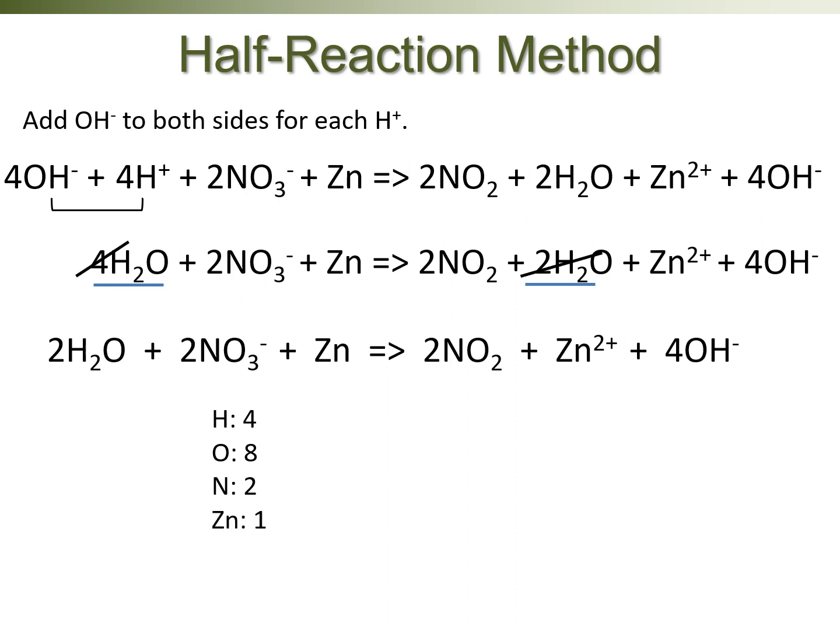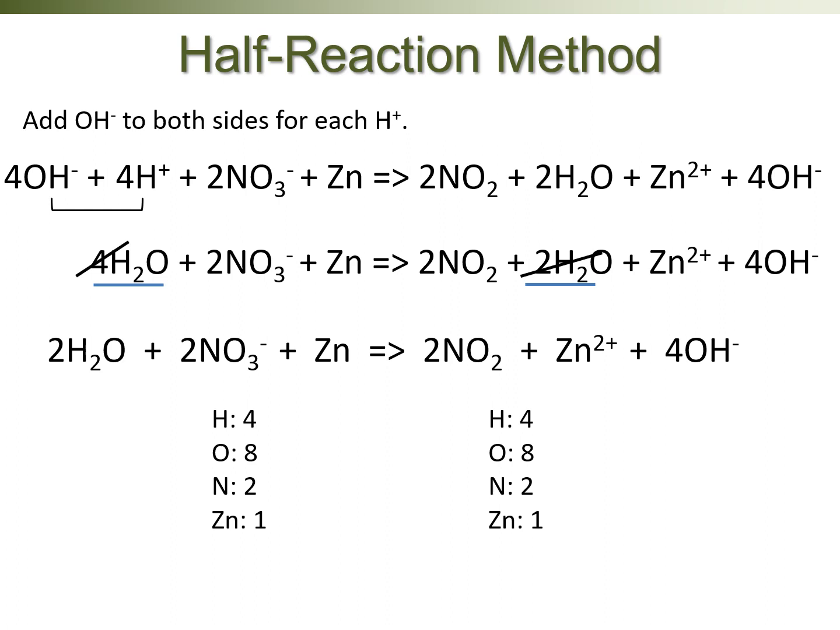Looks good. All right, over here, let's look at our hydrogens on the right side. We got 4 hydrogens. Looks pretty good. Let's see, oxygens, we should have 8. There's 2 times 2 is 4. And here's another 4. That makes 8. Looks good. There's our 2 nitrogens. And there's our zinc. Bam.